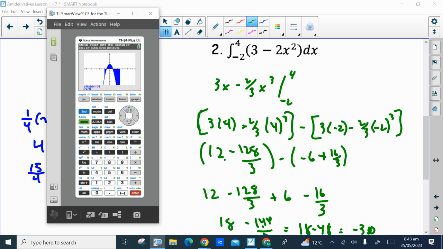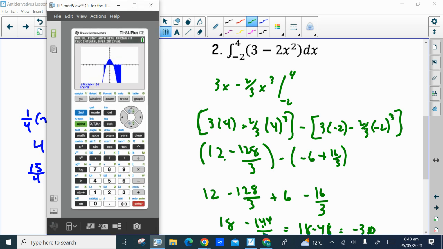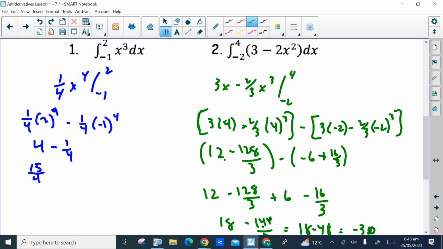Okay? Even though we're not really doing area here, we're just finding the definite integral, but you can use the calculator to check all your answers.